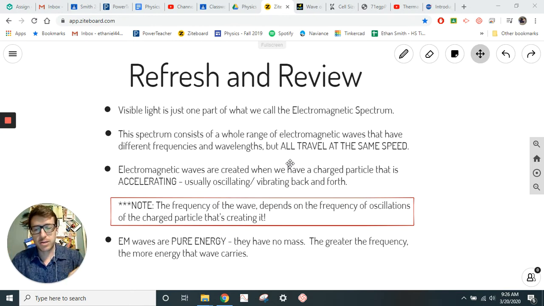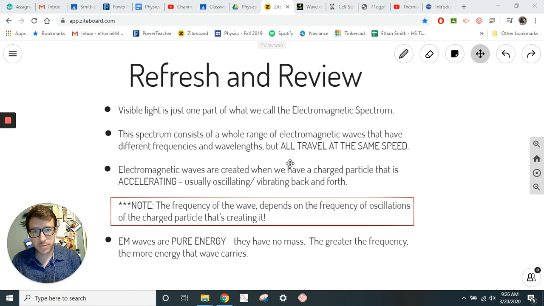These electromagnetic waves are created when we have a charged particle that is accelerating, right? Usually oscillating or vibrating back and forth. So if I have my little charged particle, and it oscillates or vibrates back and forth, up and down or back and forth, then I create an electromagnetic wave, which is a wave in what's called the electromagnetic field.